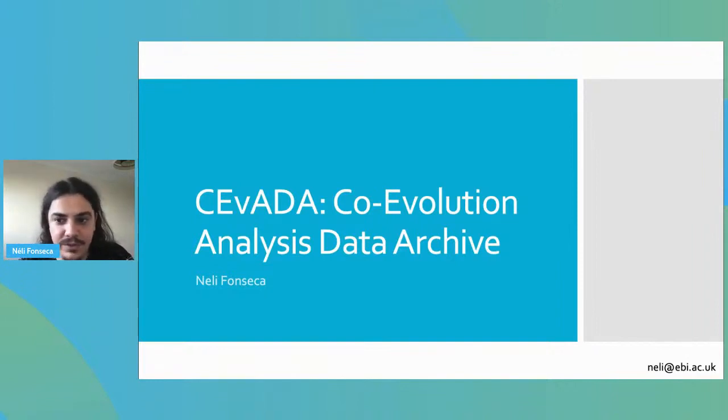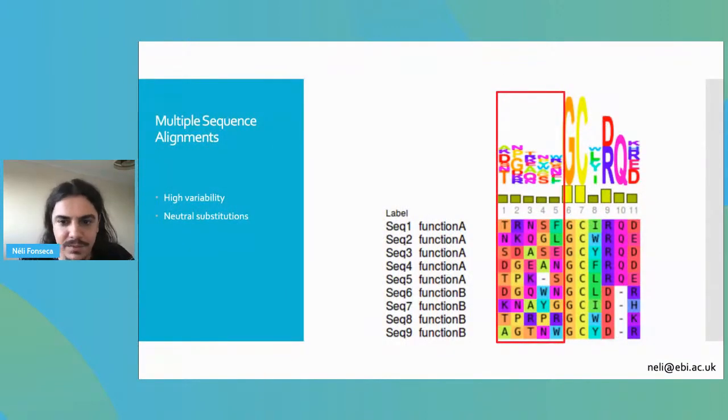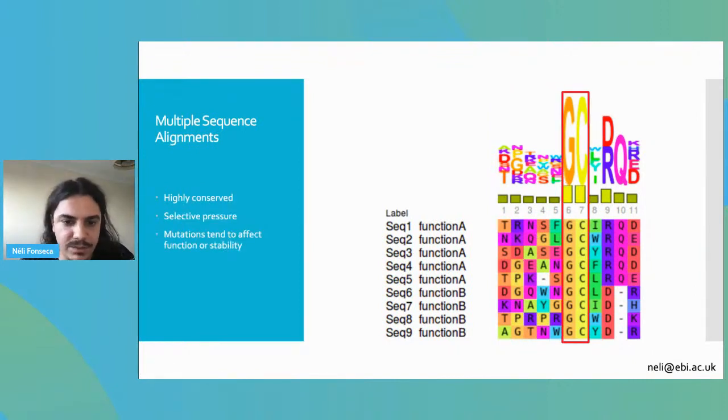Hello, my name is Nelly, and I'm going to present the Coevolution Analysis Data Archive, Cevada. So this is a short presentation. I will be brief in my talk. Multiple sequence alignments are one of the main data formats in computational biology. We can extract many patterns from them, such as neutral selection positions, with low or non-selective pressure, which can handle mutations without large effects on the protein function or stability. In contrast, we have the highly conserved positions. They give a strong indication of evolutionary constraint, and usually mutations in these positions tend to affect the protein function or stability.